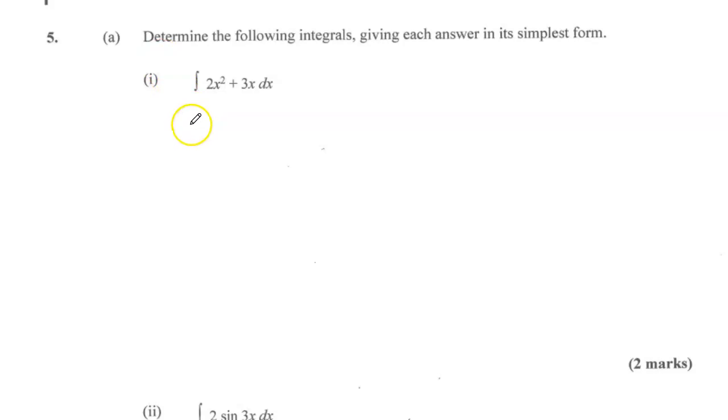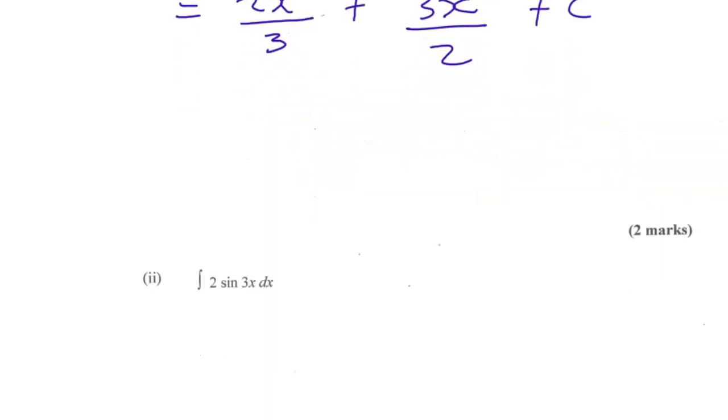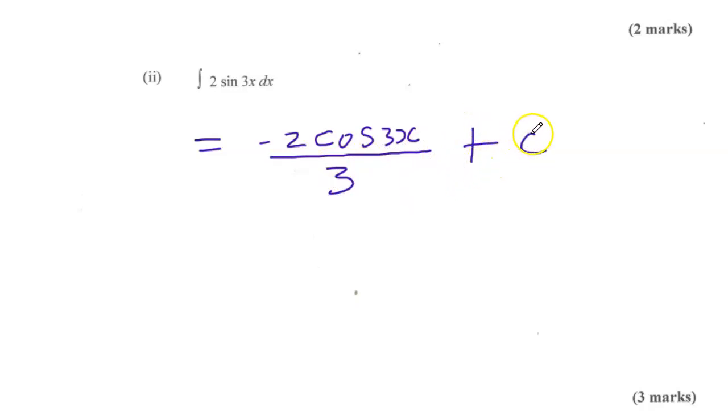Let's move to 5a. So it's an integral. So to integrate, we add 1 to the power. Okay, 3 divided by the new power there is 3. Next one, add 1 to the power is 2, divided by the new power there, 2, plus a constant. Next one, integrate sine. It's minus cos, so it's minus 2 cos 3x, and to differentiate 3x, we get 3, so we're dividing by 3 there, plus a constant. Since it's an indefinite integral, there are no limits, so we add a constant to compensate for that.